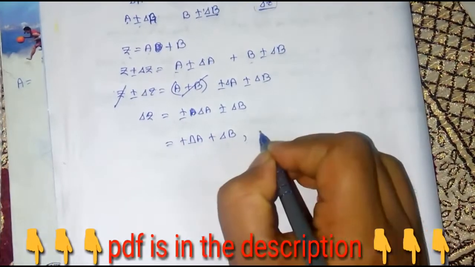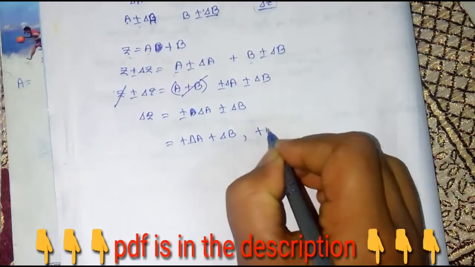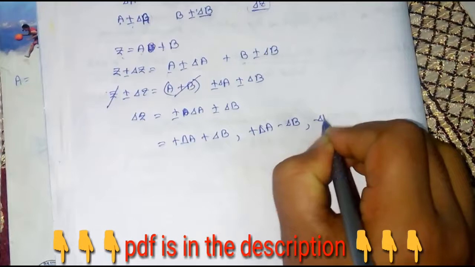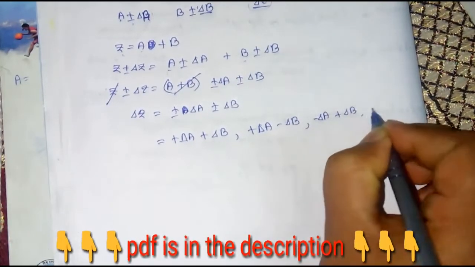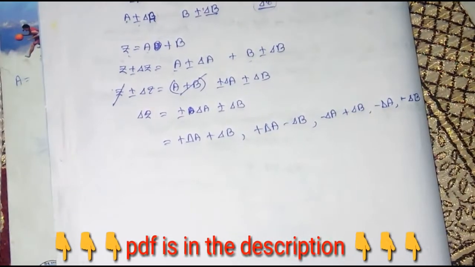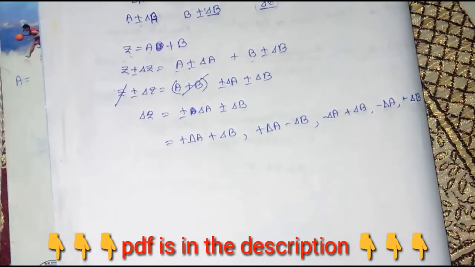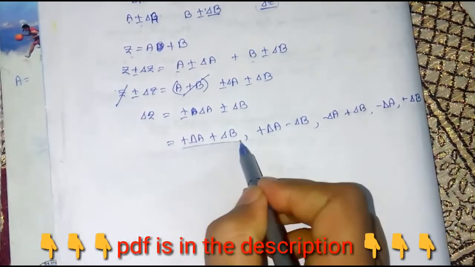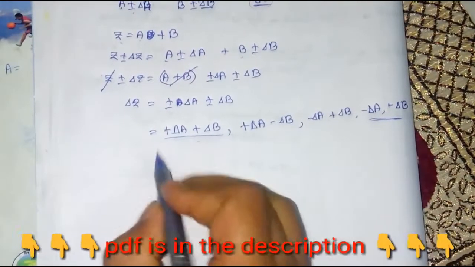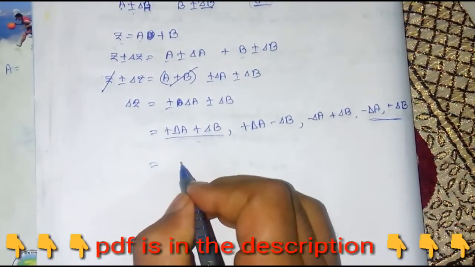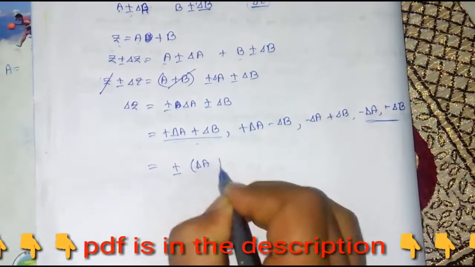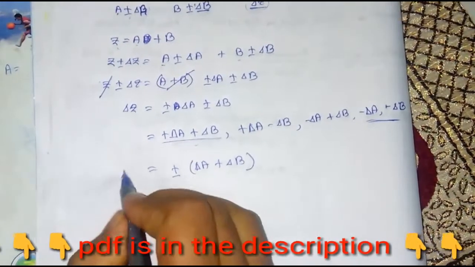Okay, this is one possibility, and another possibility is plus delta a minus delta b, right? Another possibility is minus delta a plus delta b, and another possibility is minus delta a and minus delta b. So these are the possibilities, right? So this is the maximum value and this is the smallest value. So the error is in between these two values. So we can write that the error lies between plus minus, if we take this, plus minus delta a plus delta b. So this is the error.